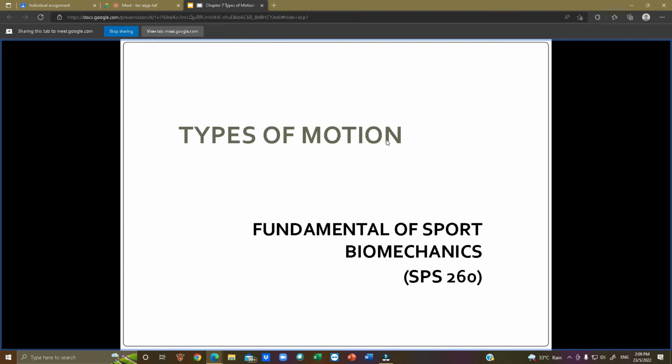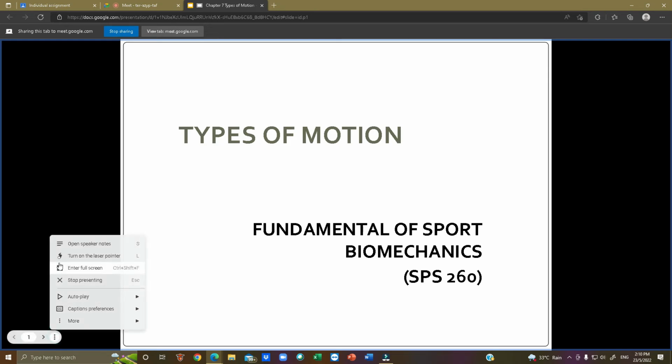Type of motion, jenis-jenis pergerakan. Okay, basically we can divide type of motion into three. In general, it will be linear motion, it will be angular motion, and the combination of those two becoming general motion. Tiga. Okay, tiga. Alright. So let's move to the first slide.